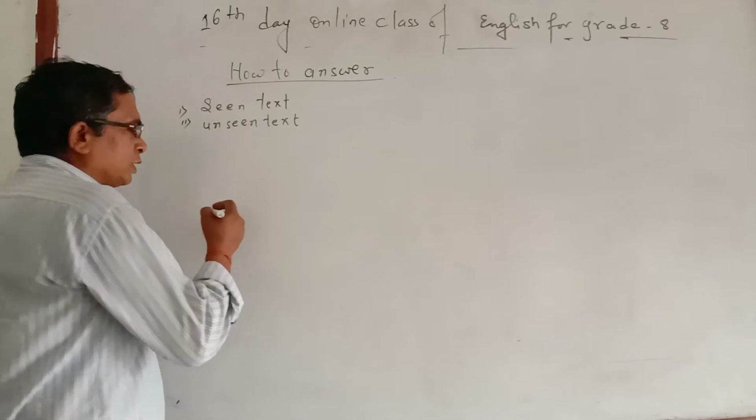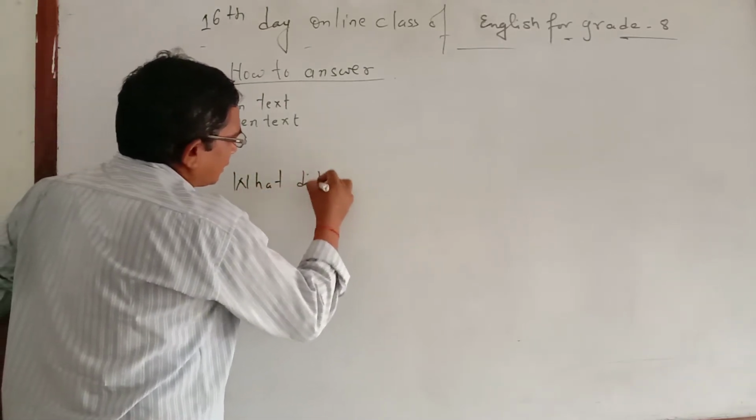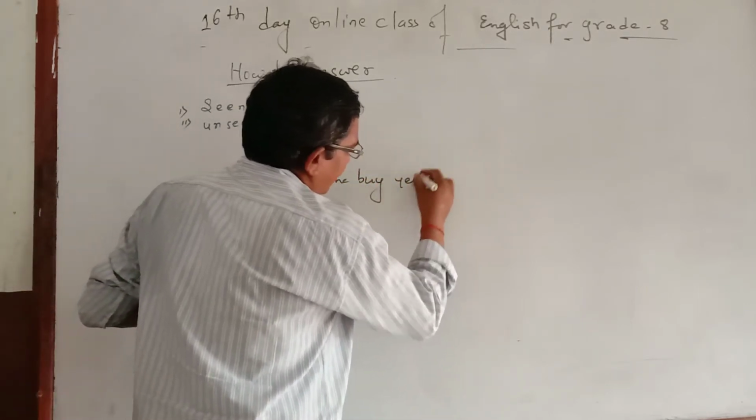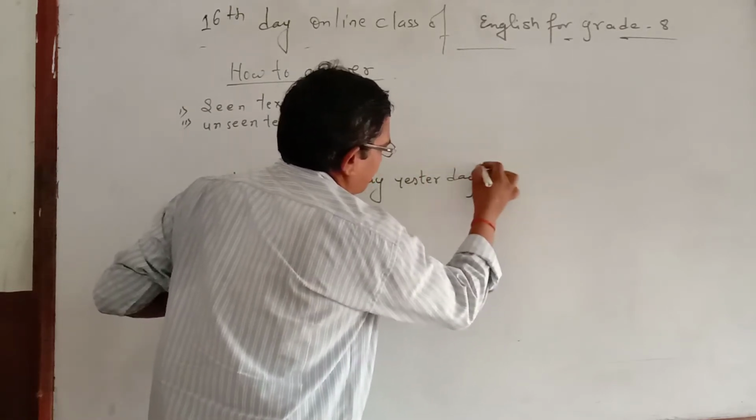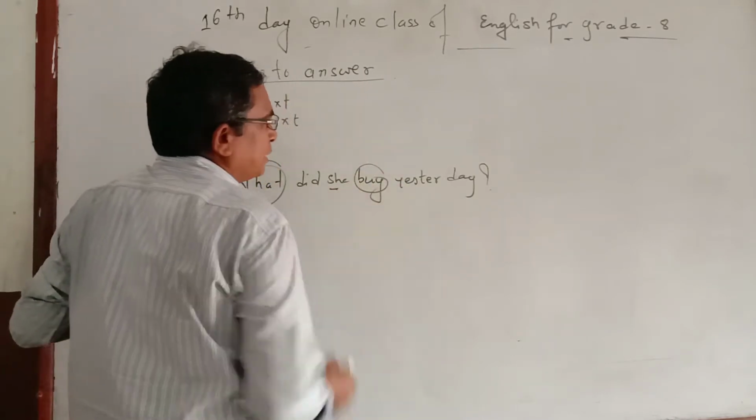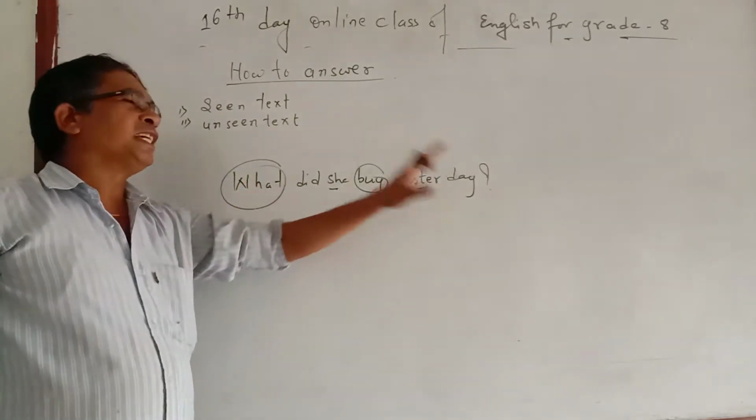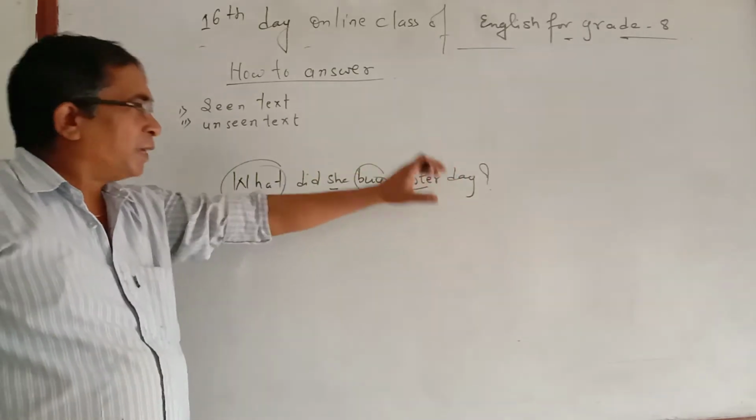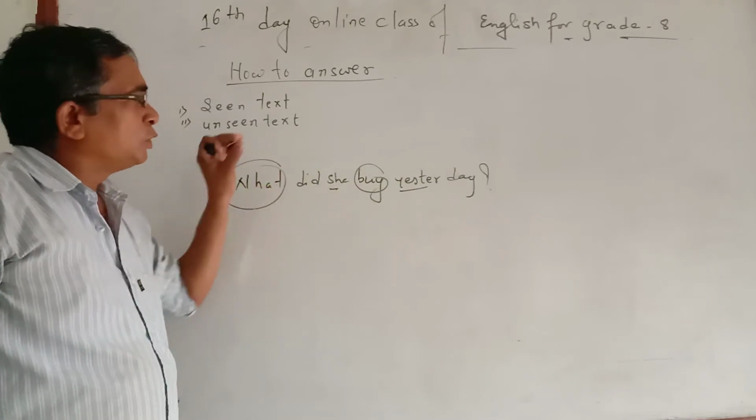here is a question. Suppose, what did she buy yesterday? What did she buy yesterday? What means ke, buy means kinu, she means uni, yesterday means hijo. I mean to say, uni hijo ke kine. Whatever she bought, that is not our problem. But the main problem is how to answer these questions appropriately.